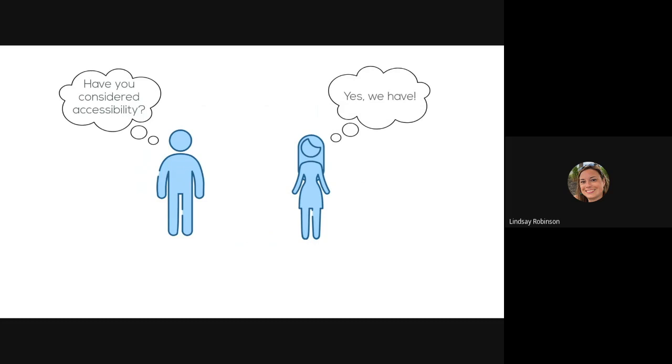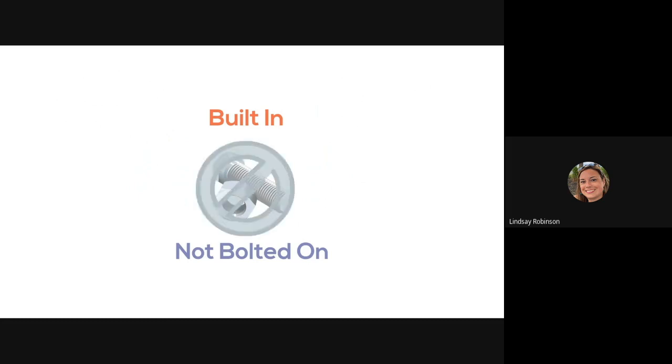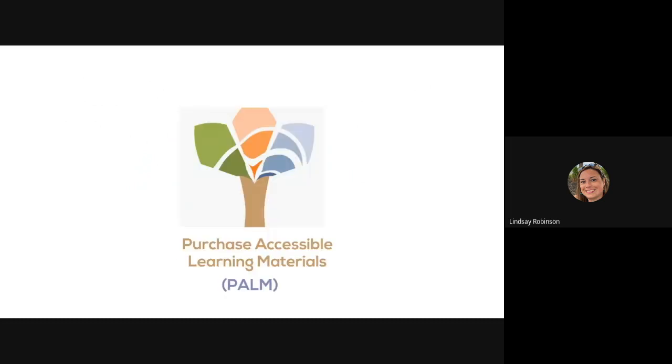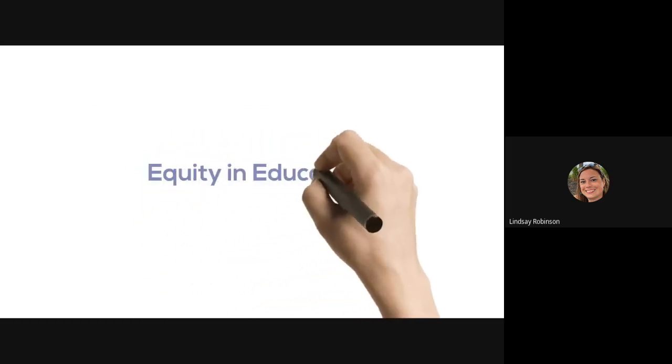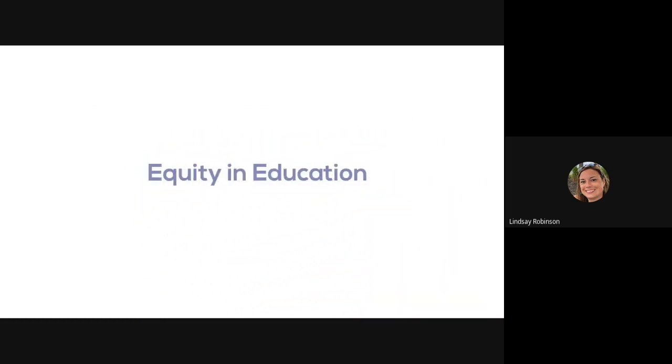Call on developers and publishers to add accessibility at the source. This will ensure accessibility is built in rather than bolted on after materials have shipped, and the process of retrofitting becomes more costly and difficult. The PALM initiative can help you with language you can include in your contracts. By addressing the need for accessibility at the source with developers and publishers, you will add your voice to a national movement that seeks greater equity in education.